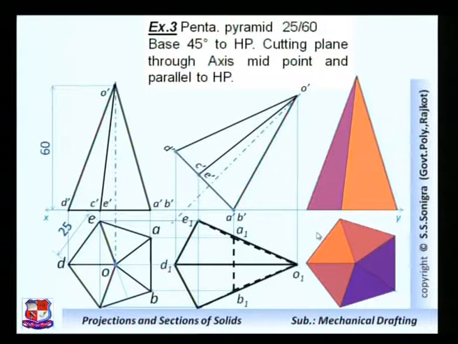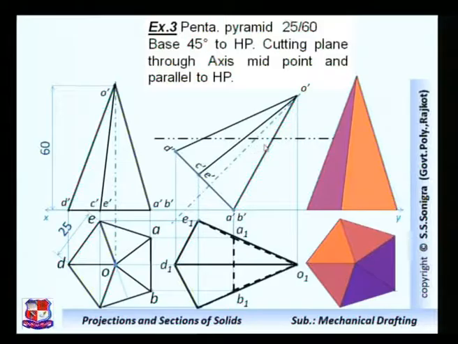So we have drawn up to this step. 2 lines have been drawn. Now the third line: a cutting plane passes through the midpoint of the axis and parallel to HP. So here we need to find out the midpoint of the axis, and this is the midpoint, and through this midpoint draw a horizontal line, and this is the cutting plane line like this. Is it clear? Horizontal line from the midpoint of the axis, and this is the cutting plane line for us.